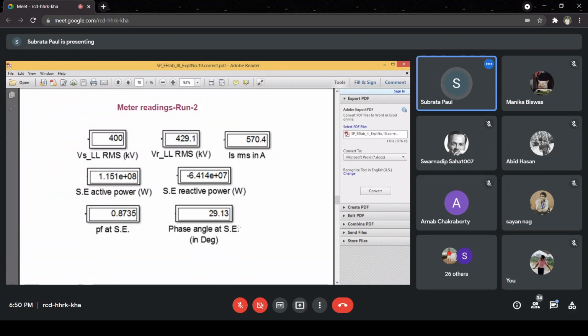Our phase angle in that case, that is the power factor angle at the sending end, the power factor is leading. That is the angle made by the sending end current with the sending end voltage. This is positive, meaning the sending end current is leading. As the sending end is delivering capacitive var, obviously the sending end power factor will be leading power factor.